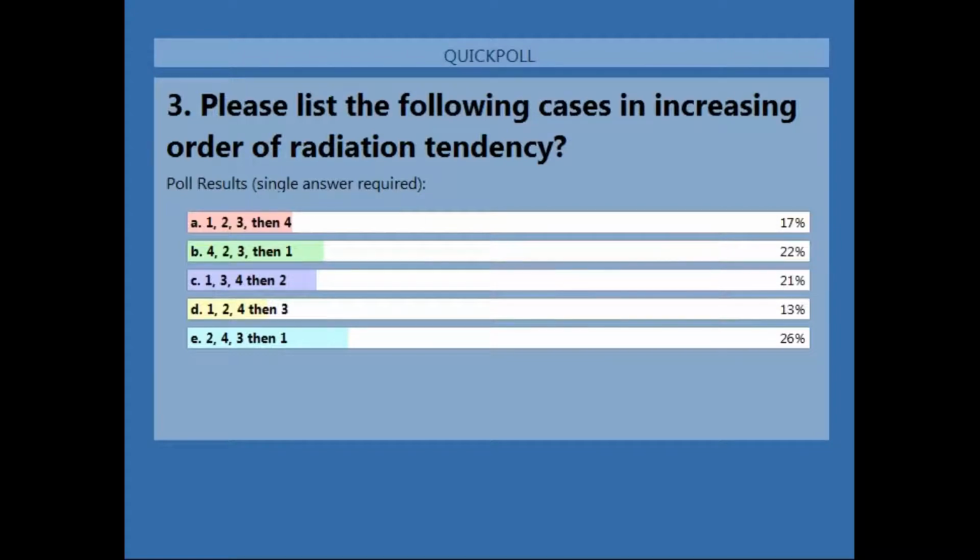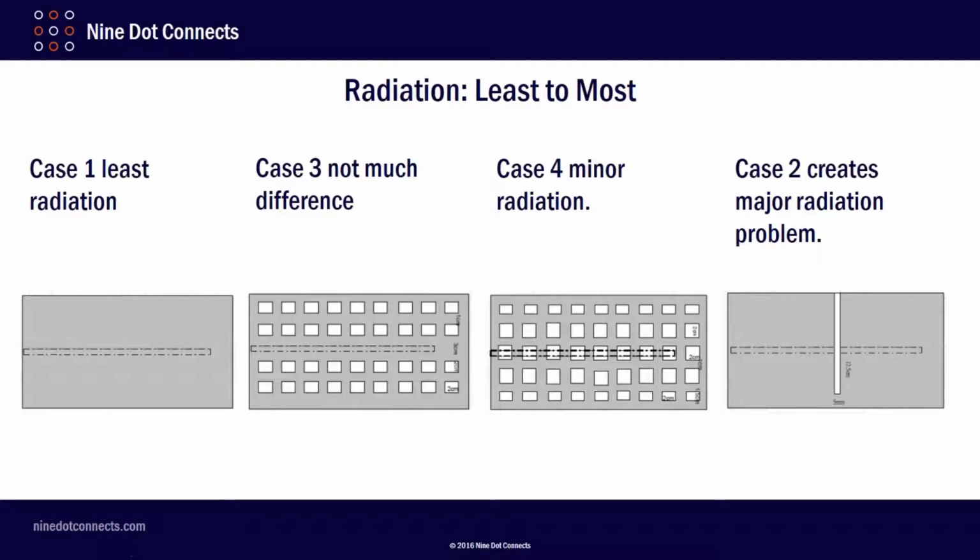Okay, so the answer is C, actually, and it is interesting that there was a greater percentage that said E. 2, 4, 3, then 1. So when you're looking at this, the least amount of radiation is going to be created by just a normal microstrip. Most of the fields will be contained between the microstrip and the ground reference.